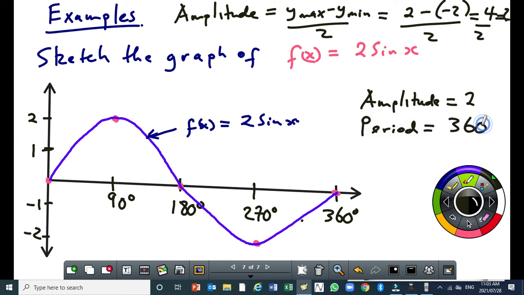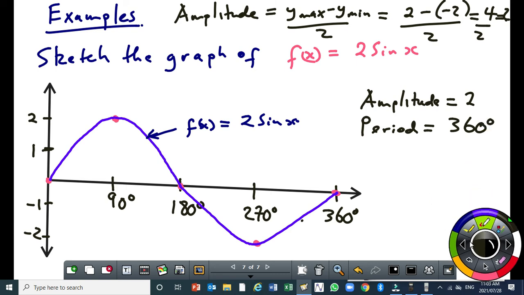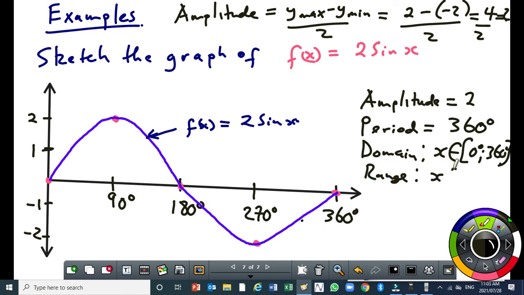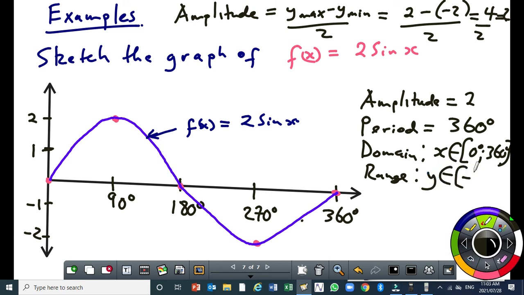Okay? Then the period, you don't have to think about this one. It's always 360 degrees in this grade. Then the domain, we have sketched from 0 to 360. So it will be x is an element from 0 degrees to 360 degrees. And the range, it's going to be x, sorry, it's going to be y. Right? The minimum is -2. The maximum is +2.